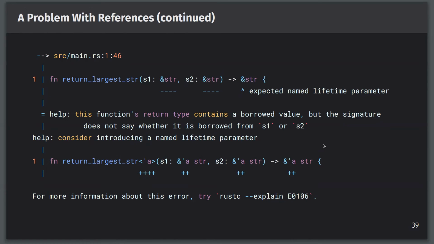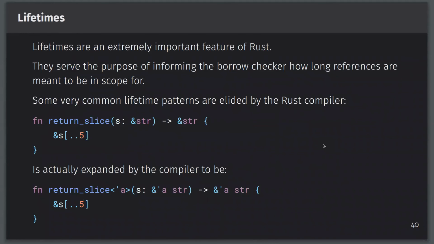And so Rust actually gives you a little hint here. It says, consider introducing a named lifetime parameter. That's that little tick A, and then you have tick A's after the ampersands, but before the type of the reference. So it's very strange. And so I'll show you a bit about how Rust actually works behind the scenes. Rust has this thing called lifetimes, and it's kind of like scopes, but it is distinct. It says how long a reference to something is expected to live for, right?